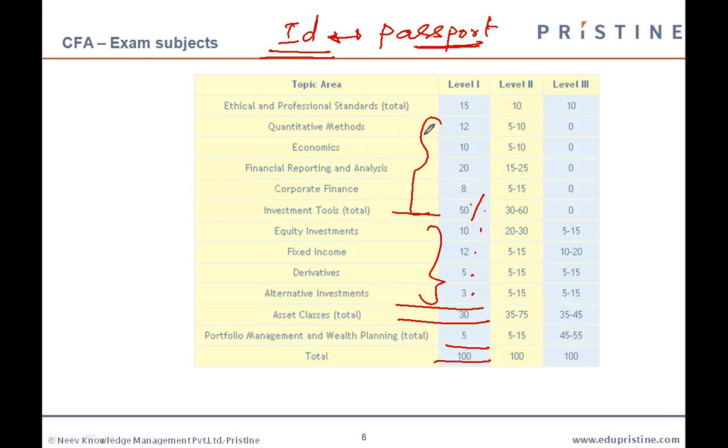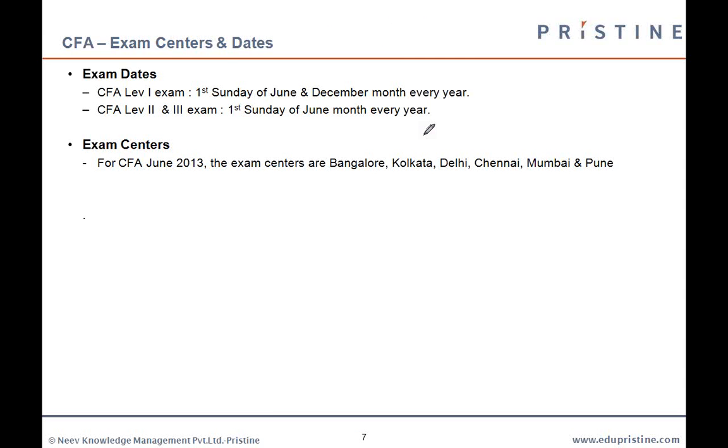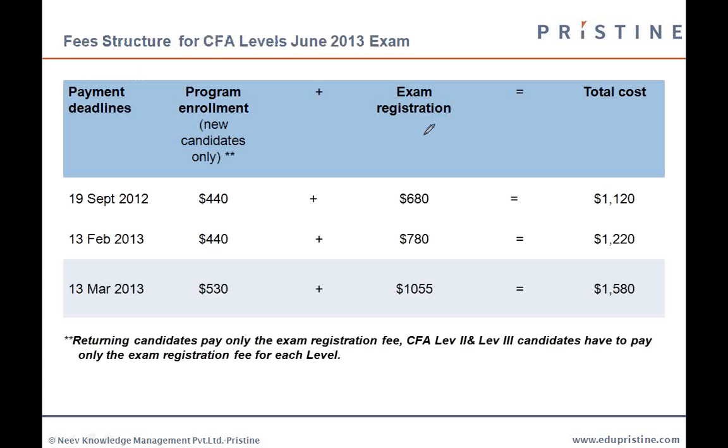Okay, there are some questions about how can I register, when can I register, what fee will I pay. So these are all your questions, answers to your questions. Once again, the registration procedure is very straightforward. All that you have to do is go to the CFA Institute website. There is a link saying register for the exam.